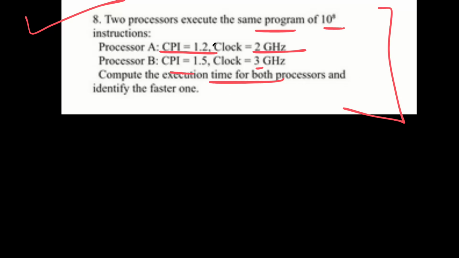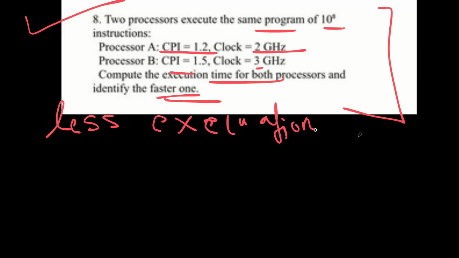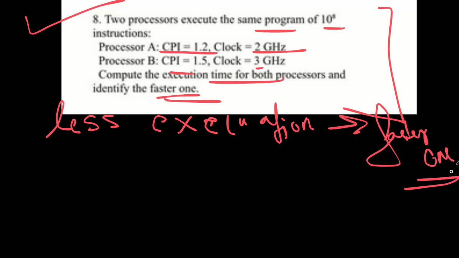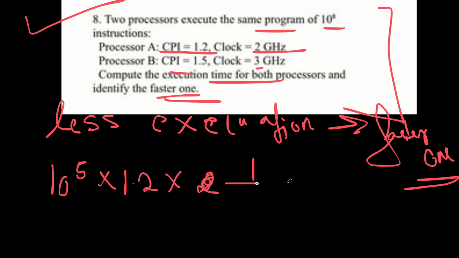Which has the less execution time, that will be the faster one, right? You have to understand that the processor which has the less execution time would be the faster one. If the time taken to execute is less, it means it is faster. Then you can easily calculate processor A's execution time using the total number of instructions, 10 raised to 5, into CPI 1.2, and the clock is given to us in gigahertz, so it is frequency. You have to divide 1 by 2 into 10 raised to 9, because it's frequency.